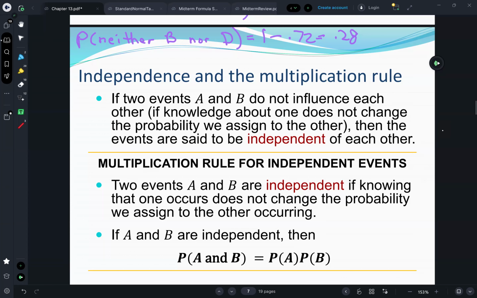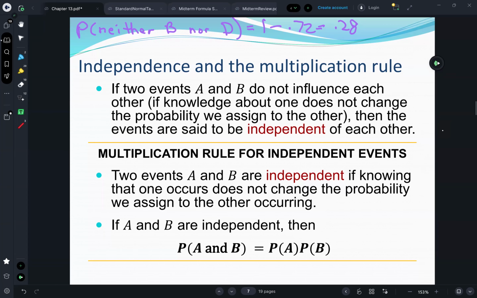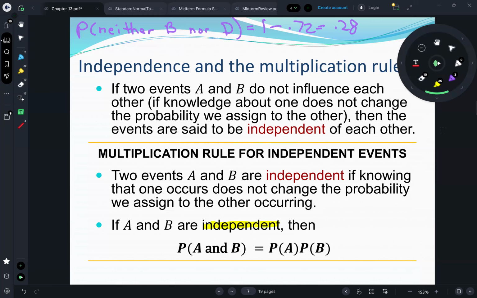If events A and B are independent, meaning knowing that one occurs does not change the probability we assign to the other occurring, then we multiply. The probability of A and B, where you need both and they're independent, is found by multiplying them. So independent and the word "and" go together.